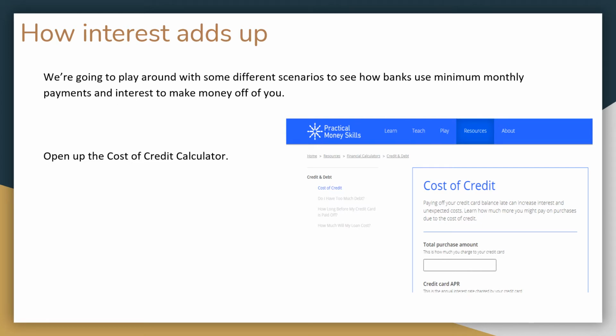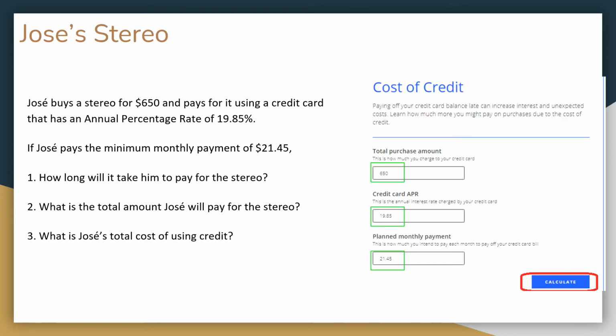Open up the cost of credit calculator. The link to this website can be found in Google Classroom, Lesson 4, Part 3, where you clicked on this video. Here is the first scenario.